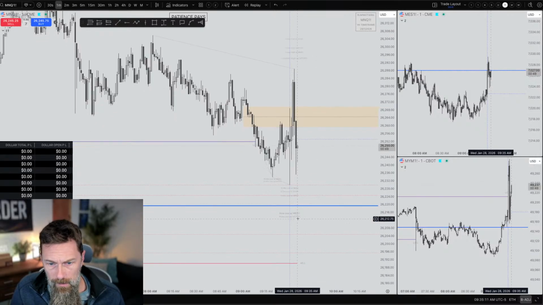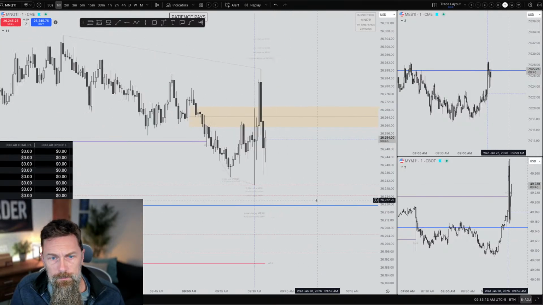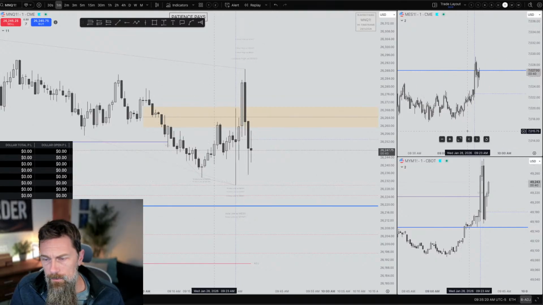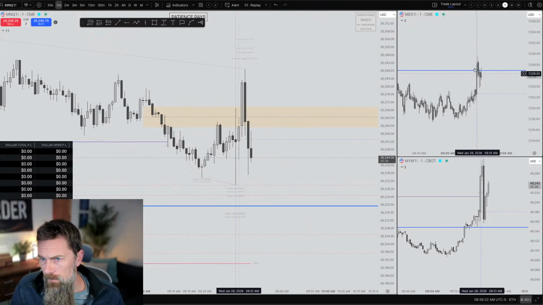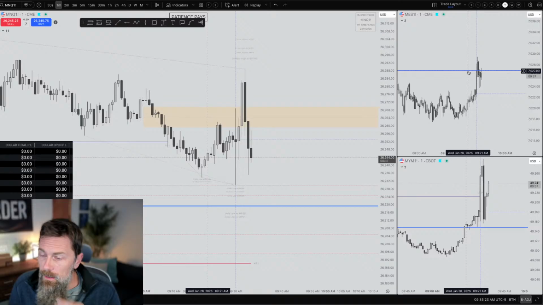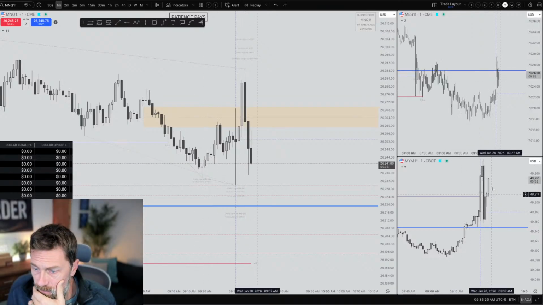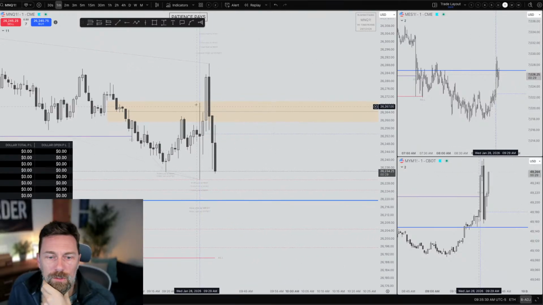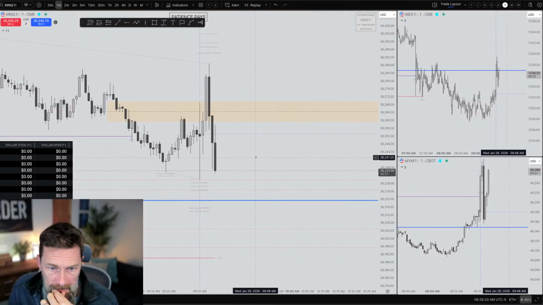So all of these red lines are equal lows. Bearish SMT. ES is retesting the 12 a.m. open. YM's flipped it. There we go. We got some displacement to the downside.